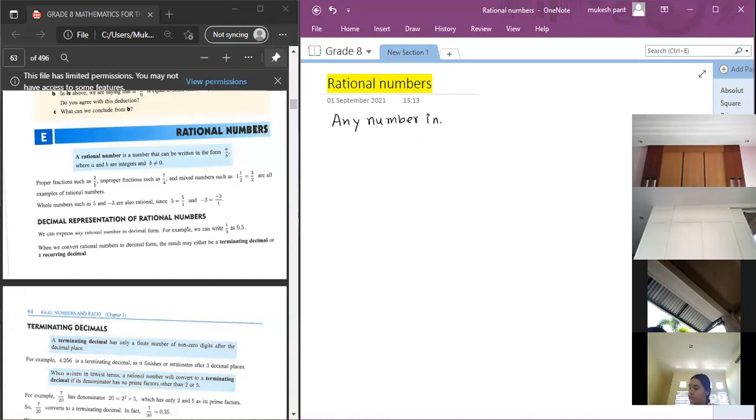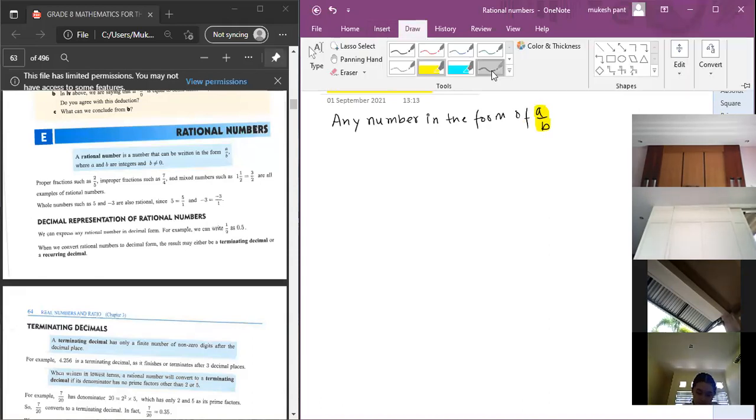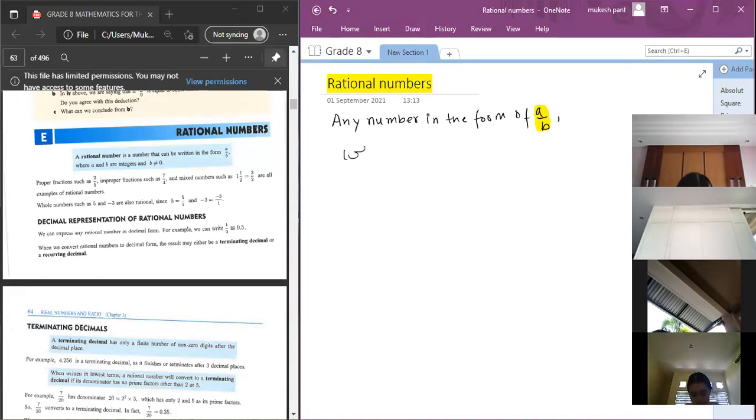in the form of a over b, if there is a number that can be written or that is written in the form of a over b, where there is one condition only, where a and b both are integers. Okay, a and b both are integers, and b is not equal to 0. B means denominator. Denominator should not be 0.